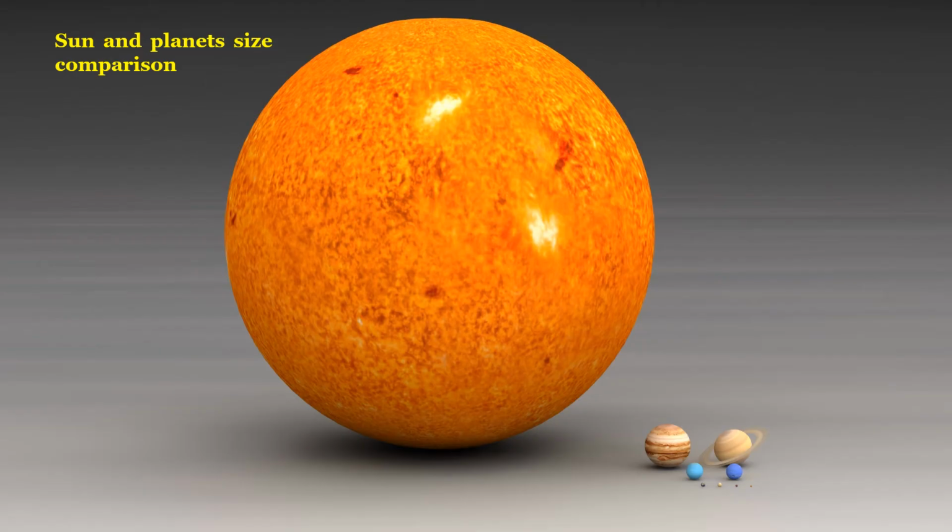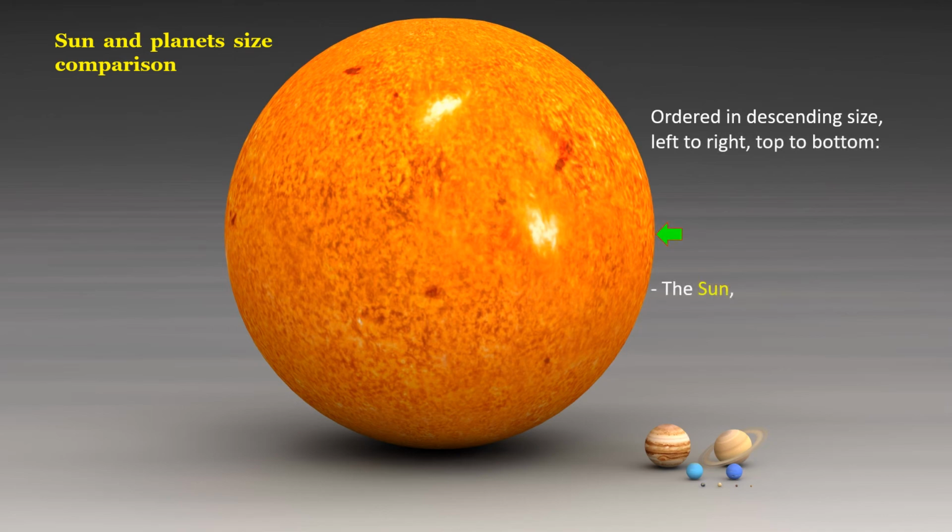Sun and planet size comparison. Ordered in descending size, left to right, top to bottom. The Sun. Jupiter and Saturn. Uranus and Neptune. Earth, Venus, Mars and Mercury.